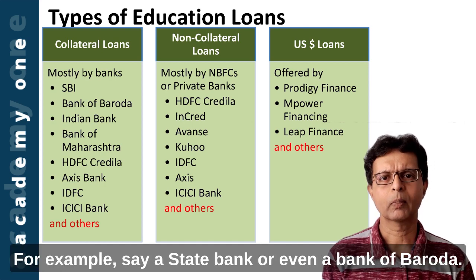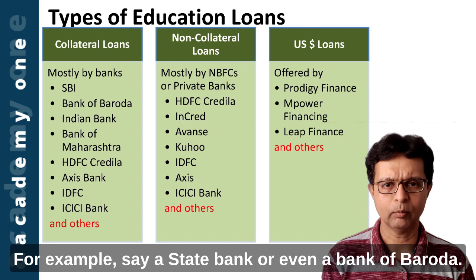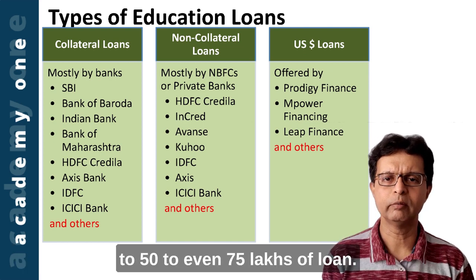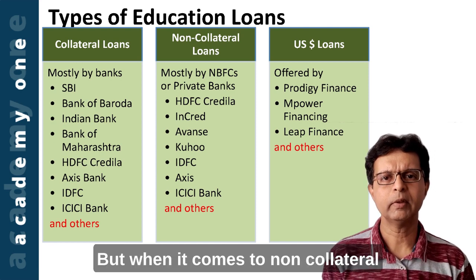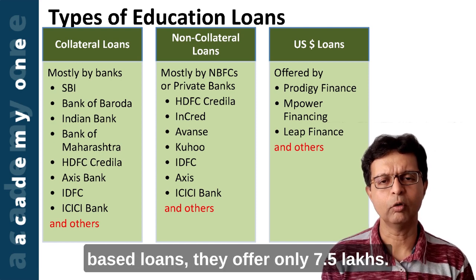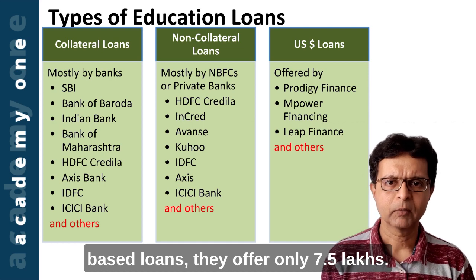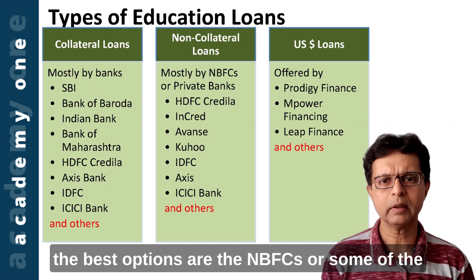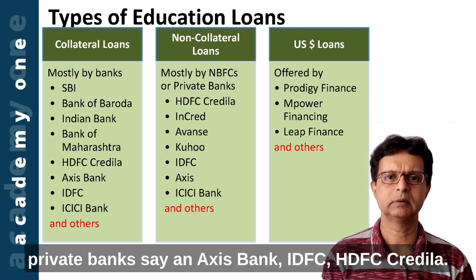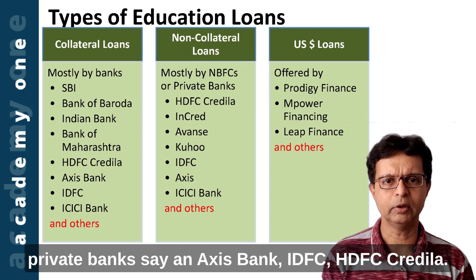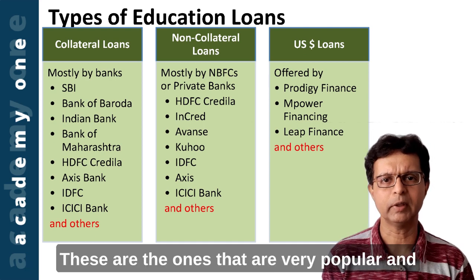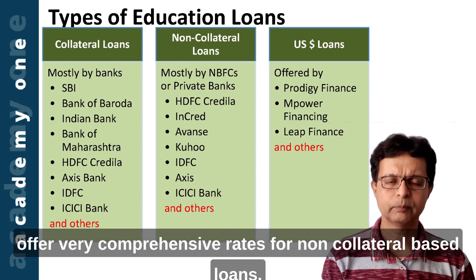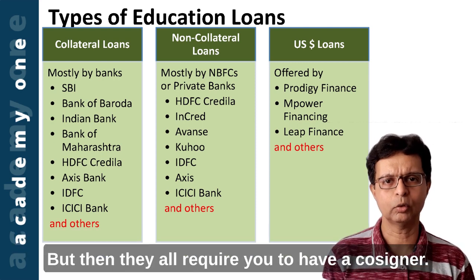For example, say a State Bank or even a Bank of Baroda, generally for a collateral based loan, they offer up to 50 to even 75 lakhs of loan. But when it comes to non collateral based loans, they offer only 7.5 lakhs. If you're looking for a non collateral based loan, then the best options are the NBFCs or some of the private banks, say an Axis Bank, IDFC, HDFC Credila. These are the ones that are very popular and offer very comprehensive rates for non-collateral based loans. But then they all require you to have a cosigner.